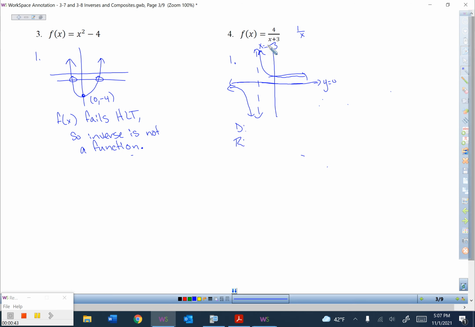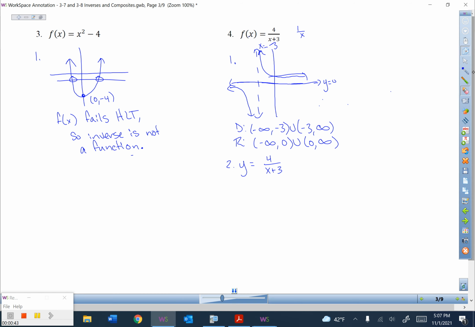Domain is everything except for negative 3, so negative infinity to negative 3, union, negative 3 to infinity. Our range is negative infinity stopping at 0, picking right back up at 0 towards infinity. Then step 2. Remember, we want to replace that f of x with y. So I'm just writing y equals 4 over x plus 3.